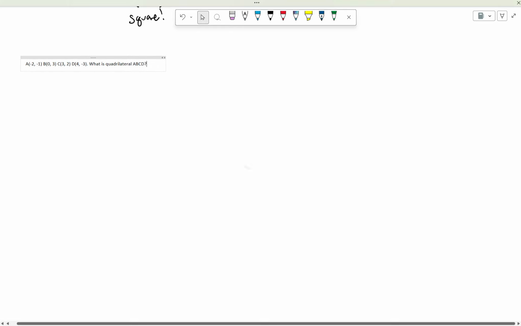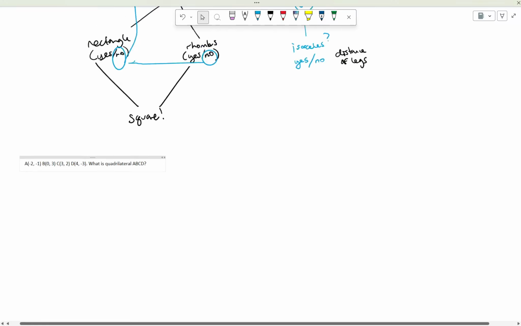Well, let's figure it out. Do we have to do the midpoint test? And the answer is, again, it's a quadrilateral. So the first thing we're going to do is test if it is a parallelogram, right? Then we know it's not going to be a trapezoid. These are mutually exclusive. So let's find the midpoint of the two diagonals.